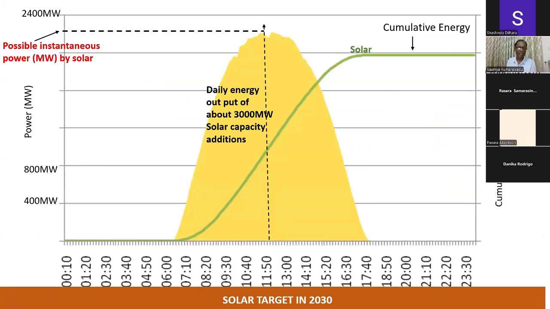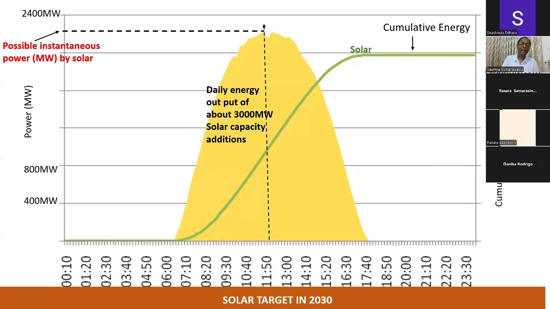So we have a solar target. We have a target to go to 70% renewable energy in 2030. If we go to that target, we have to add about 3,000 megawatts of solar power plants to the system.